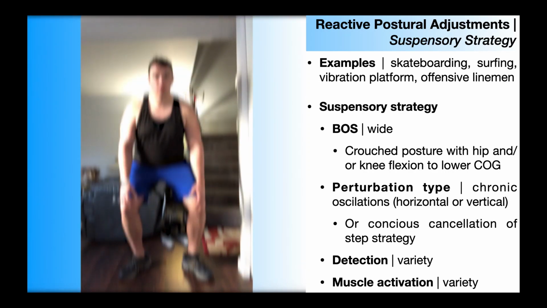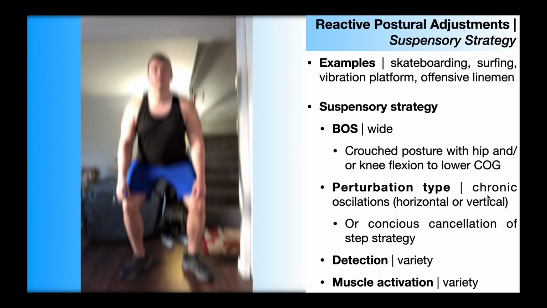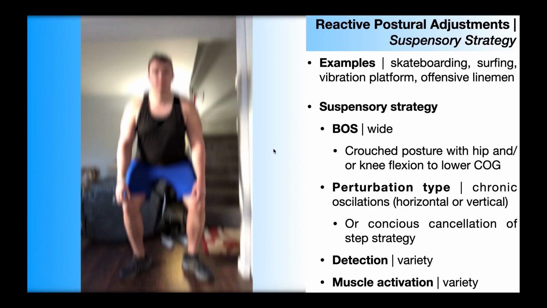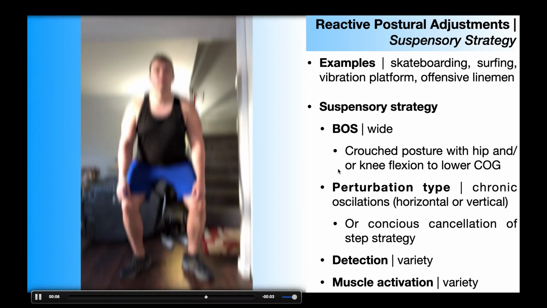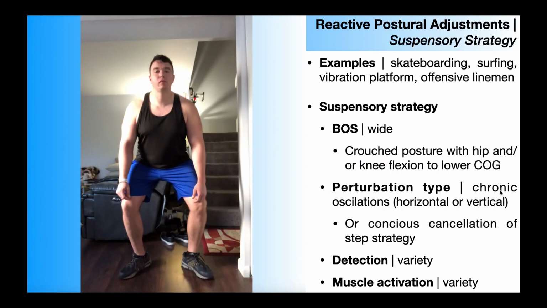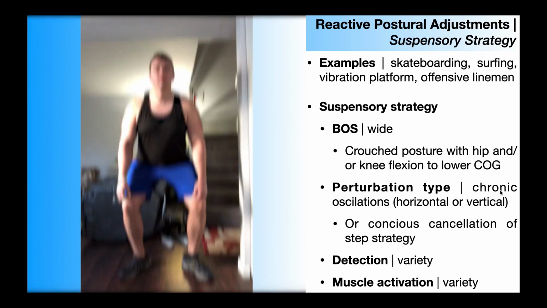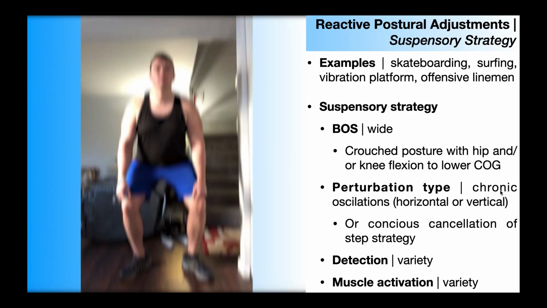So what type of perturbation is likely to elicit a suspensory strategy? Well, it's probably going to be a chronic perturbation, so something lasting a long time. A chronic oscillation could be horizontal or vertical. What you see here in this clip is a vertical up and down oscillation. Now, what do we mean by a chronic perturbation? Well, if we think back to ankle, hip, and step strategies, those are actually caused by acute perturbations. Very quick, short-lasting forces like a push, a shove, or a pull.